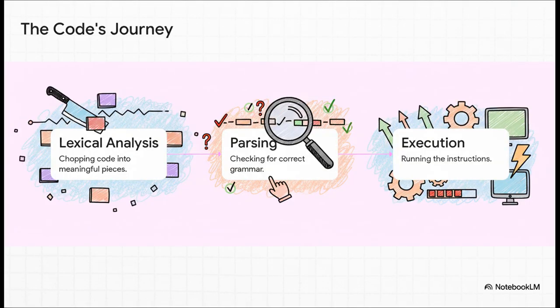In this journey, it really has three main stops. First up, we've got something called lexical analysis, which is basically just a fancy way of saying we chop the code up into meaningful pieces. Then a parser comes in to check if all those pieces form a grammatically correct sentence. And finally, the interpreter steps in and actually runs the instructions. So chopping, checking, and running. Simple enough, right? Let's dive into that first step.